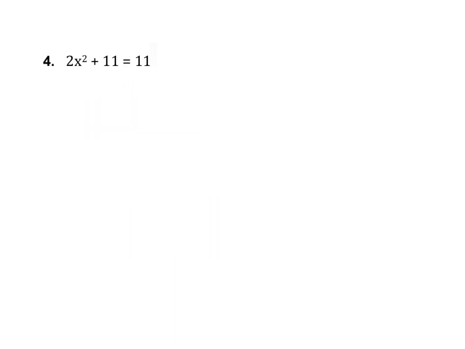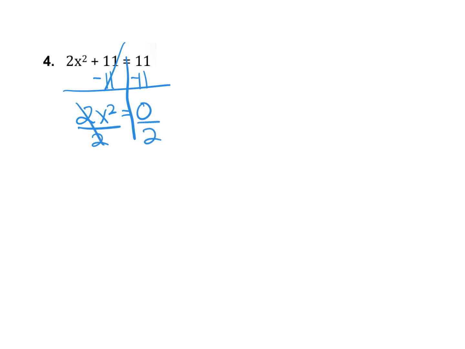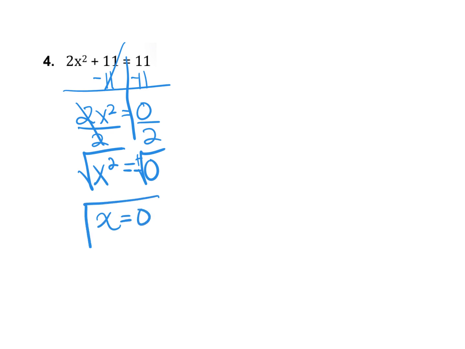All right, for question number 4, we have 2x squared plus 11 is equal to 11. So again, we're going to isolate the variable by minusing the 11. And anytime you divide 0 by any number, it's going to give you 0. And in this case, we're going to take the square root, but we're just going to have the one solution. X is going to just be equal to 0.